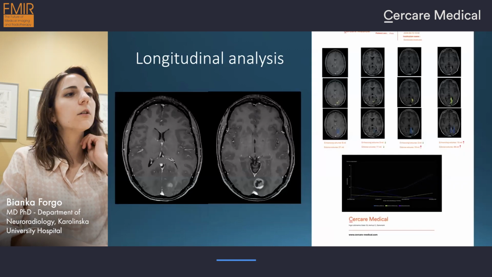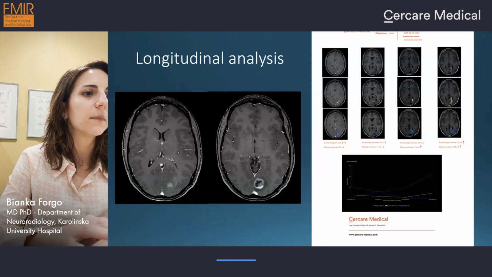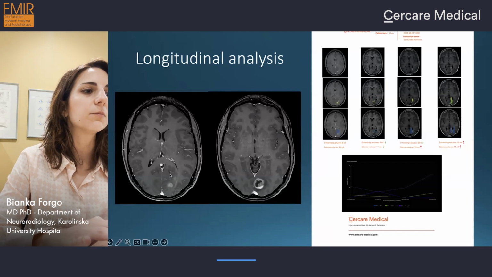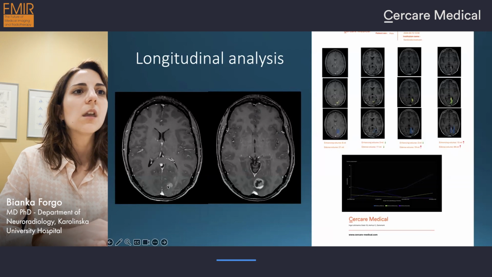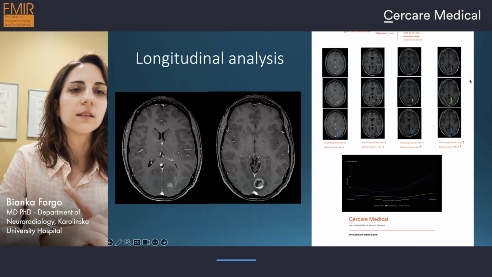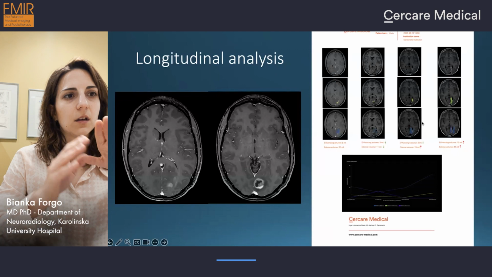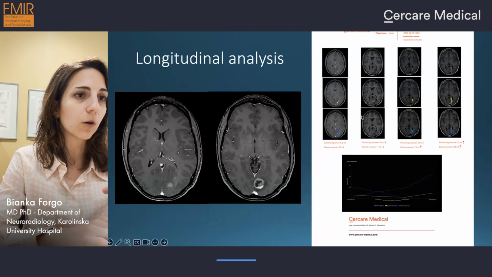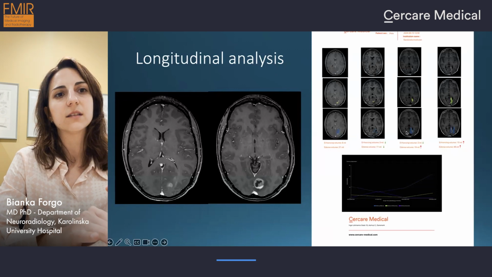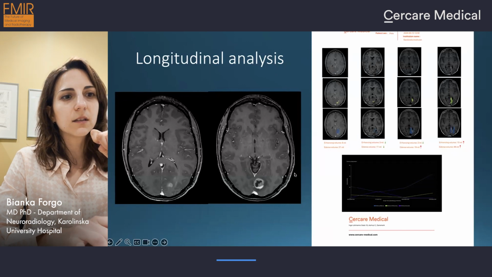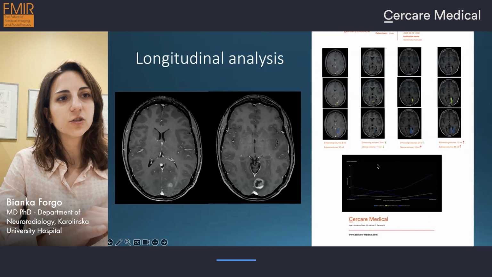So here is an example of the longitudinal pipeline. Here on the left, we can see a patient with a contrast-enhancing occipital left-sided tumor. And as you can see, with this longitudinal analysis, we can put these images next to each other using the same slices or similar slices, and segment the contrast-enhancing regions, as well as the edema that is delineated here. We also get very nice quantitative information of the different tissue class volumes.